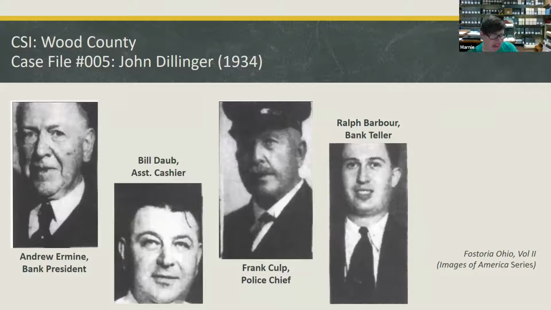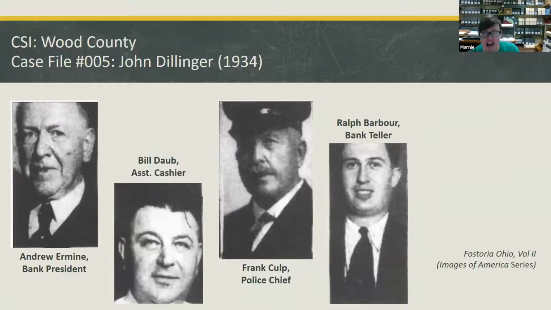So they take Bill Daub, who's the second image there, he's a cashier, and Ruth Harris, who I actually didn't have an image of, but she's another worker at the bank. They take them hostage as they're leaving the building, and they basically use them as human shields so that the police outside won't open fire on them.